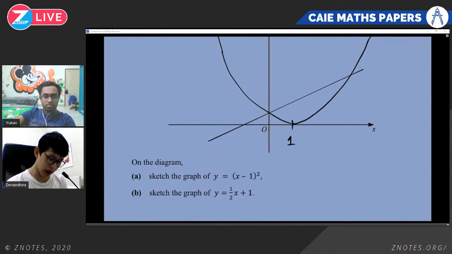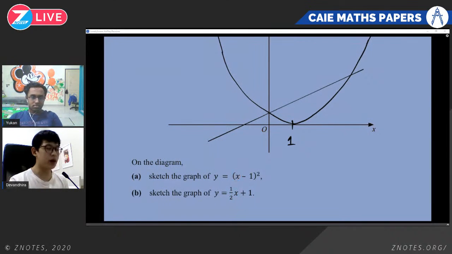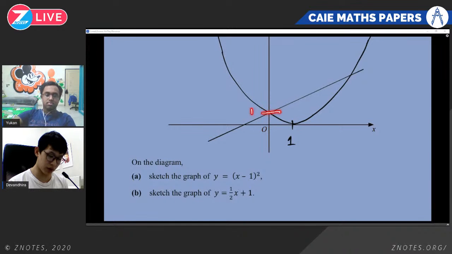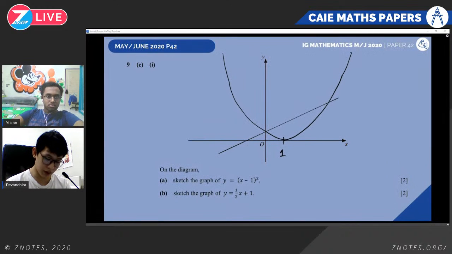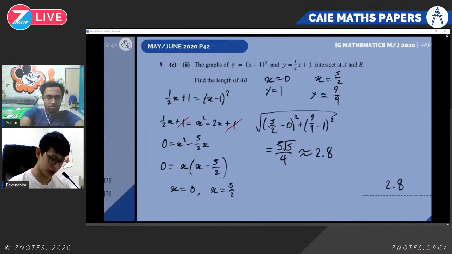And notice that it actually passes through the other graph here. If you put 0, this is just 1. If you put 0 here, 0 minus 1 is just -1, and you square it, you get 1. That means the y coordinate of this is really 1. Okay. So now we're done with that. We get our 4 marks. Let's go for the next question.